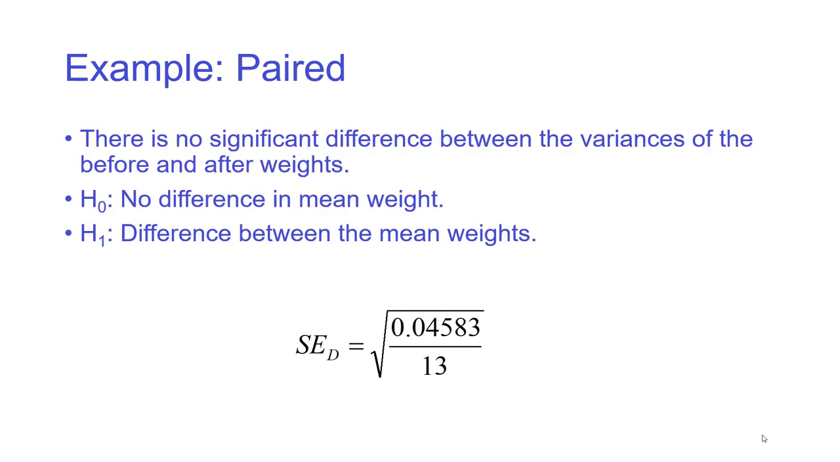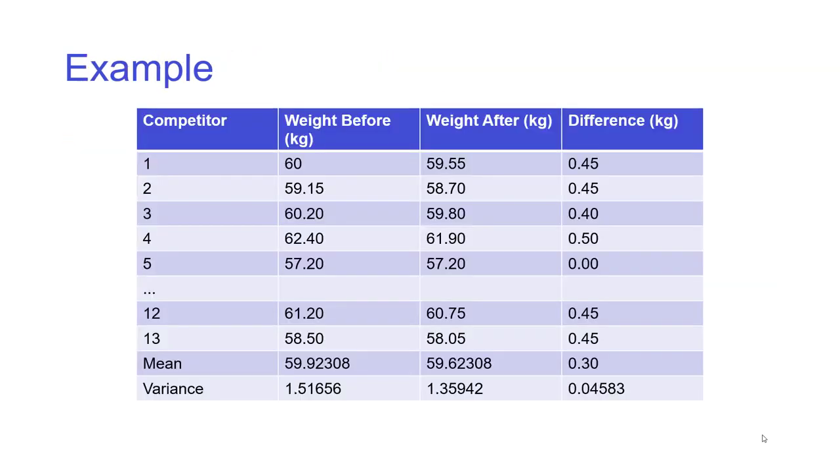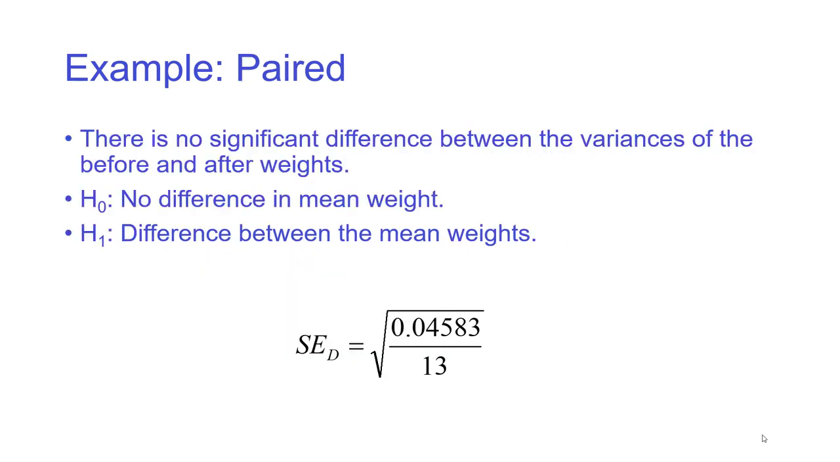But if I'd done the same analysis but pairing the data, so I'm taking into account the variation between the individuals, so their weight before, and then I'm just calculating the weight afterwards on each individual. So the null hypothesis is there's no difference in mean weight. The alternative is there is a difference between mean weights. In this case, the standard error of the difference depends on the standard deviation of the differences before and after. Now this is a very small number. The variance is 0.04583 kilograms squared. That's a lot smaller than the variation between the individuals.